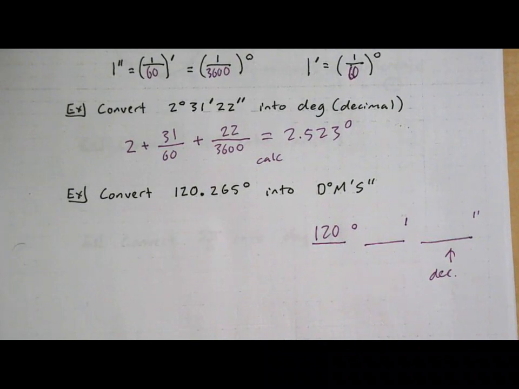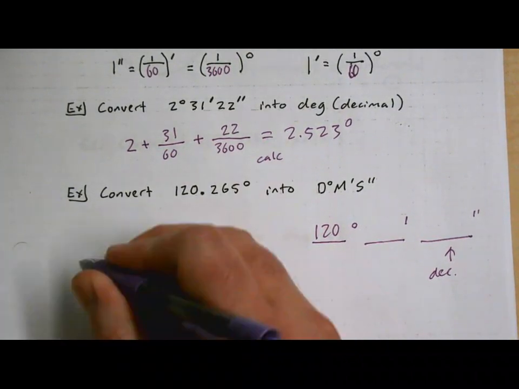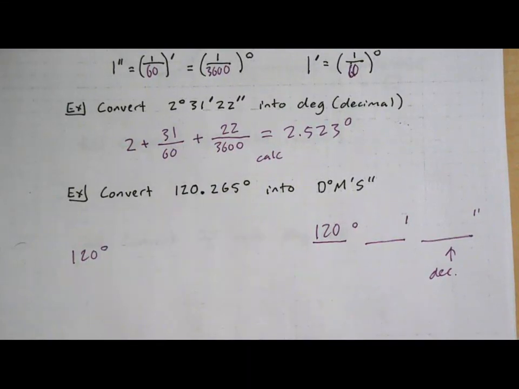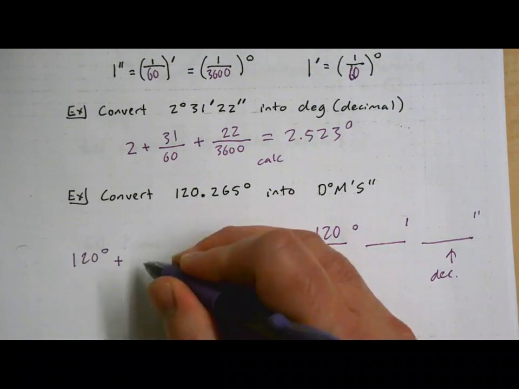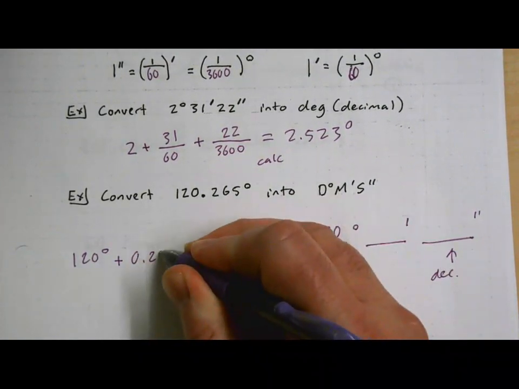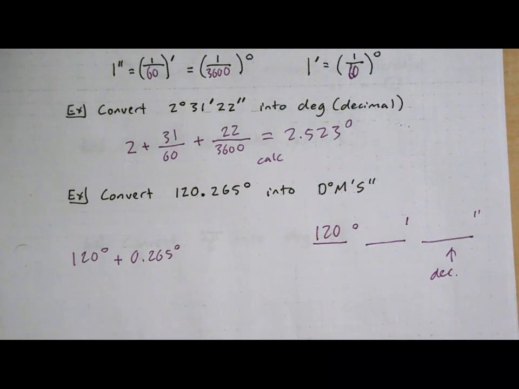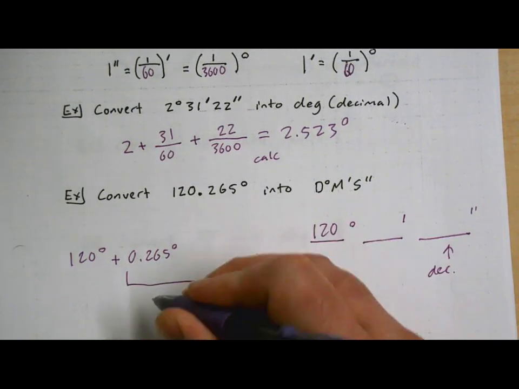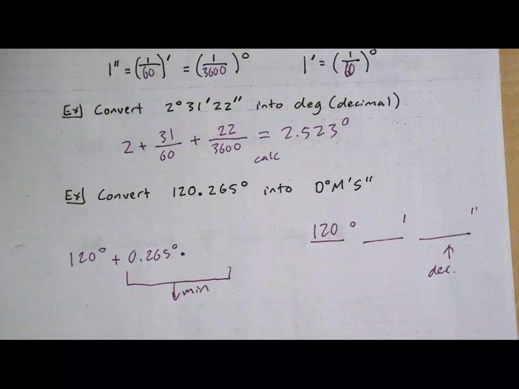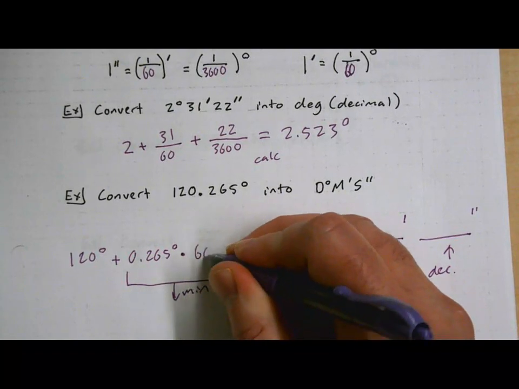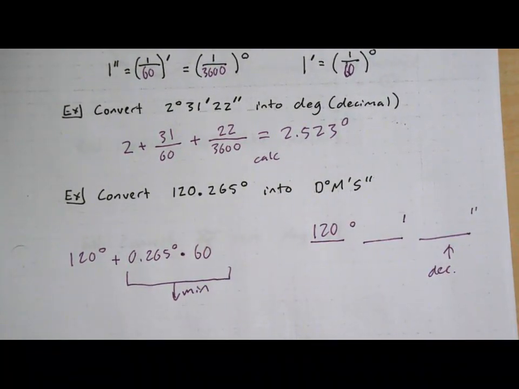All right, so here's how I kind of work through this process. I'm going to say that this is 120 degrees plus 0.265 degrees. Now, if I want to turn this into minutes, I can accomplish that by multiplying it by how many minutes are there in a degree. 60. All right, reach for that calculator and do that math.